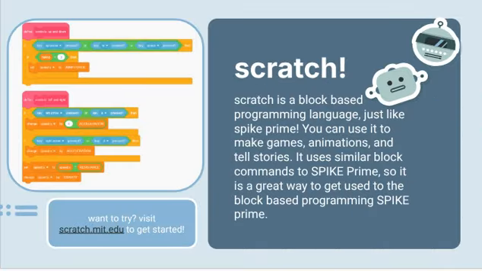Okay, so Scratch is a block-based programming language, and it's just like Spike Prime, so you can use it to make games, animations, and tell stories. It uses similar commands to Spike Prime, so it is a great way to get used to the block-based programming that Spike Prime uses.